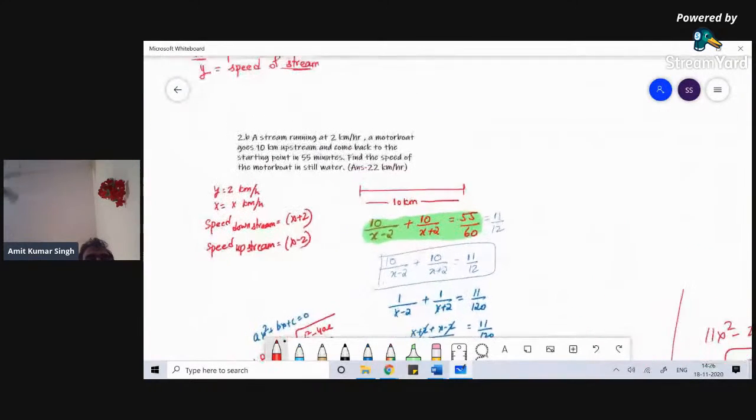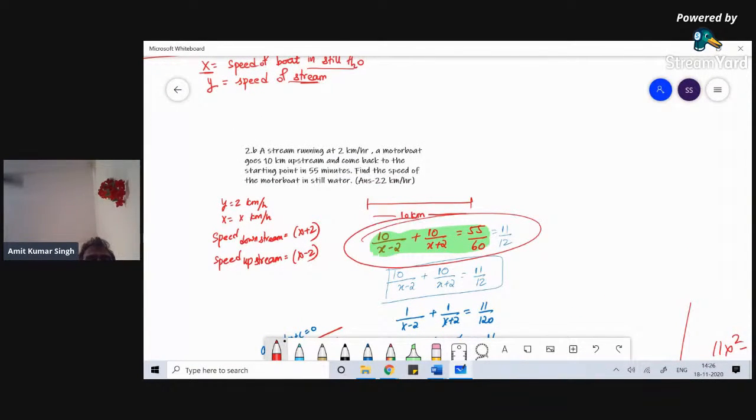My suggestion for you, when you get this equation, is to use the options. With the options, try to get the answer. Clear? Any doubt, anyone?